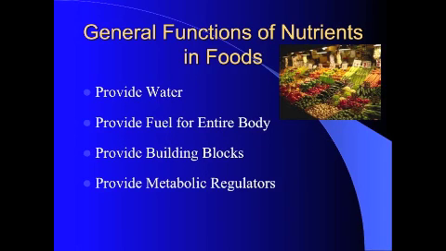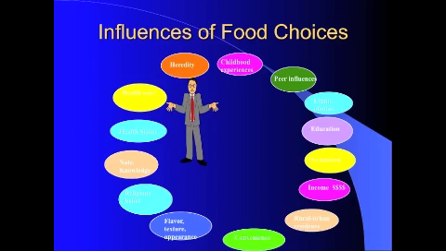There are 4 general functions of nutrients in foods. The nutrients in foods offer energy for every cell in the body, the growth and repair of tissue, regulating metabolism, and to provide water for every cell. So we've looked at the nutrient needs of the body, and we've looked at categorizing those. But what influences our food choices? Many factors, such as childhood experiences, peer influences, education, income amount, health reasons, convenience, and many more.